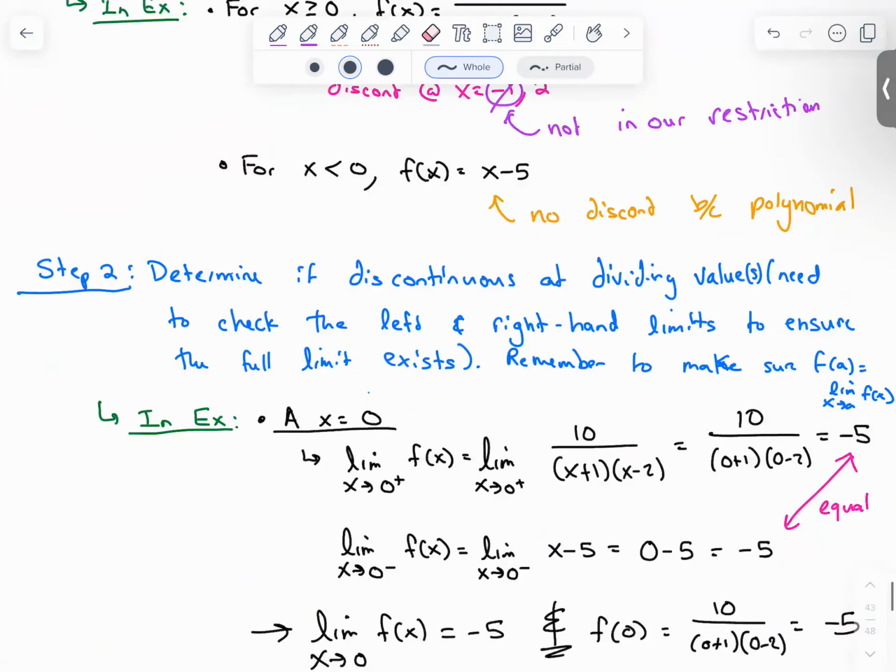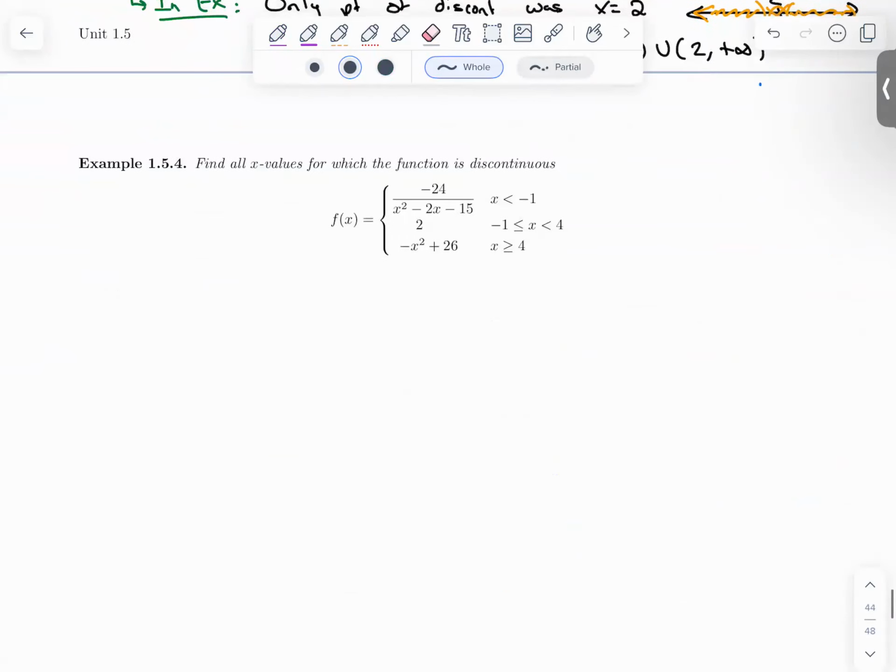Let's do another one. Let's do a more involved one. This one right here, 2 dividing values.